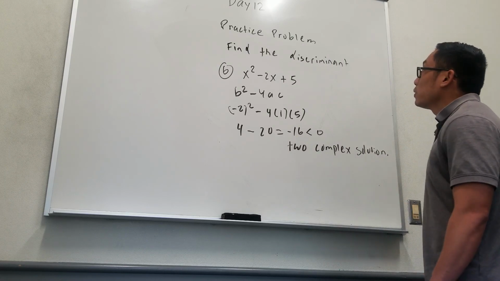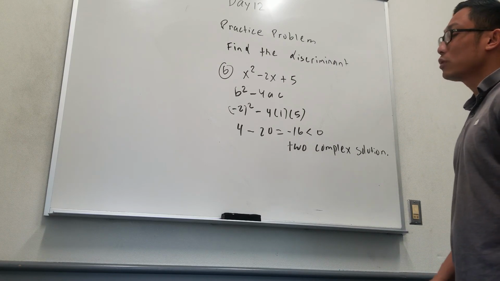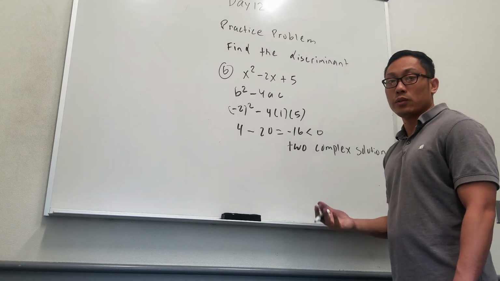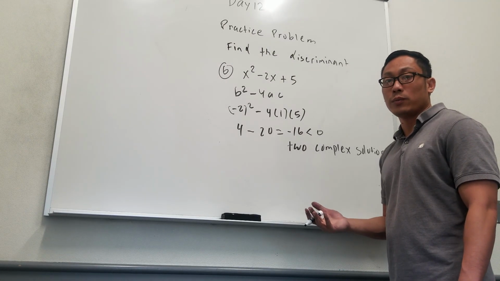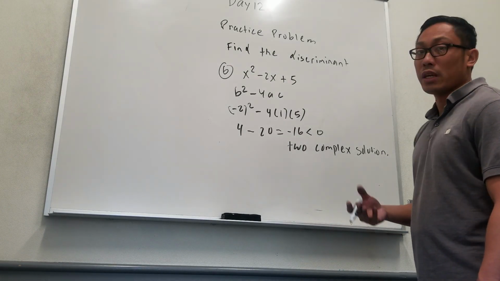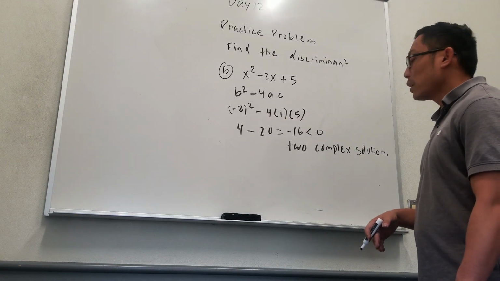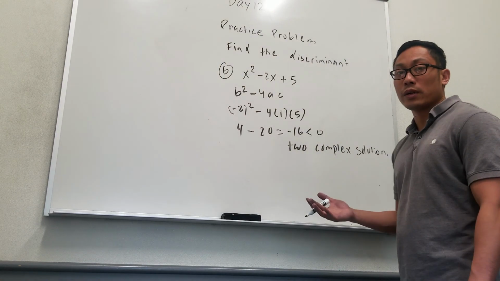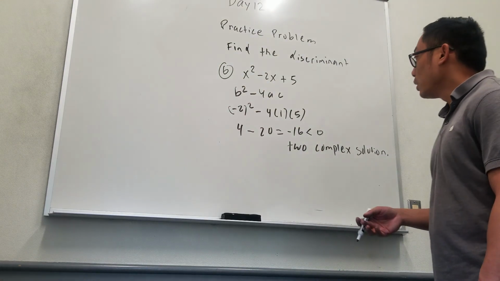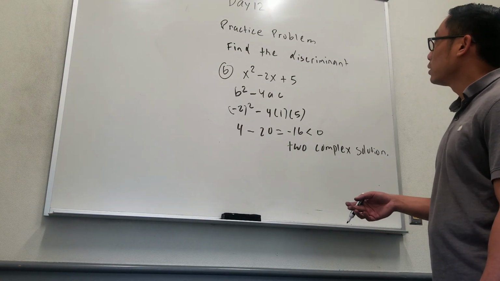So that's it. Let's finish for today. Today we learned how to use the quadratic formula. If you're wondering where it came from, it's from completing the square. Because with the quadratic formula, we're trying to find the zeros. That's why we're using it. And also finding the discriminant.